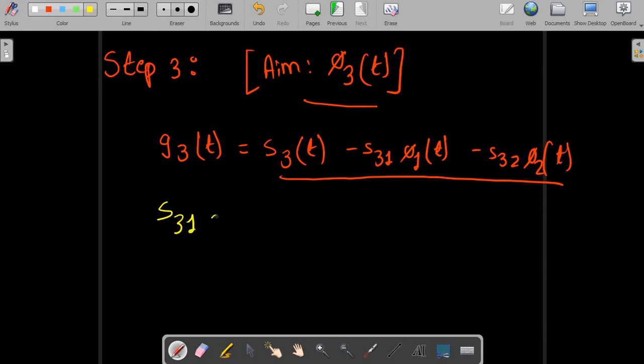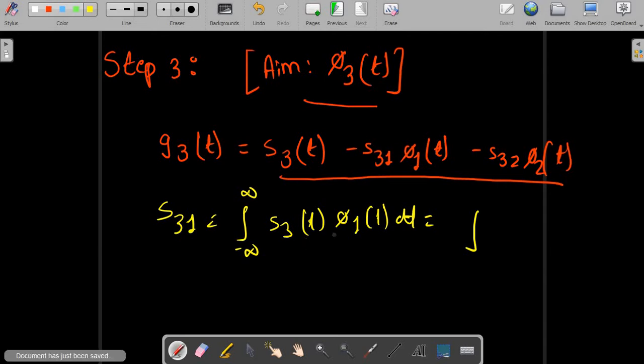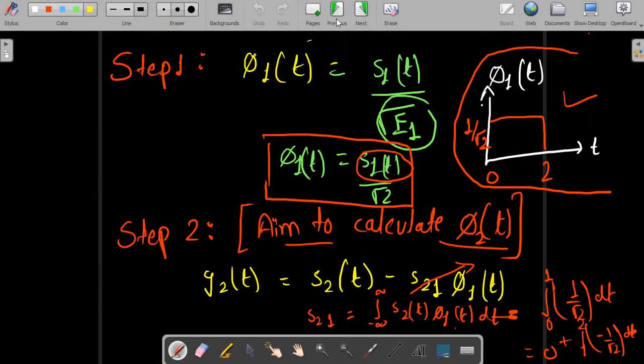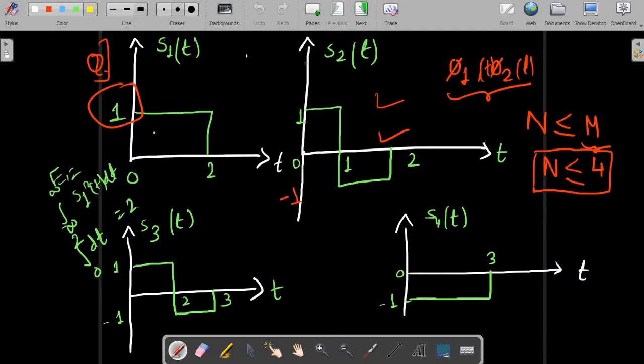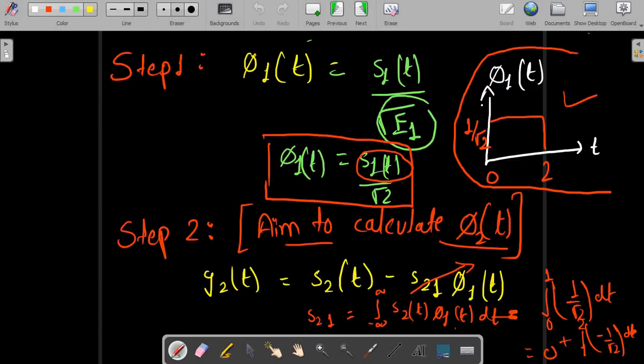Similarly, s31 is given by the integral of s3(t) times phi 1(t) dt. So we have to multiply s3(t) with phi 1(t). Please calculate what this is. Where is our s3(t)? s3(t) is here, and we have phi 1(t) here.